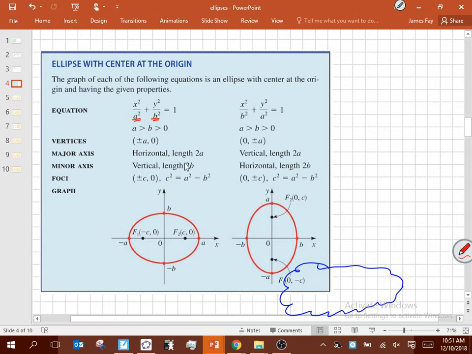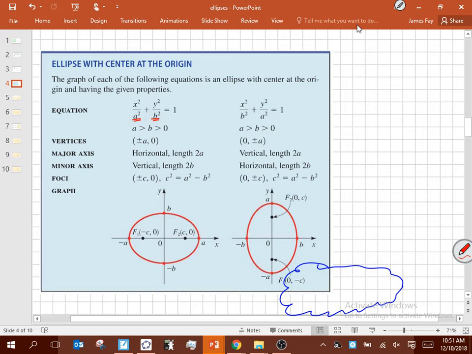Your foci are always found by using that c squared equals a squared minus b squared approach. We remember we're looking for a distance, so we want a positive number. So we just take the larger of these two, subtract the smaller of these two, and then take the square root, and that gives us our c value.